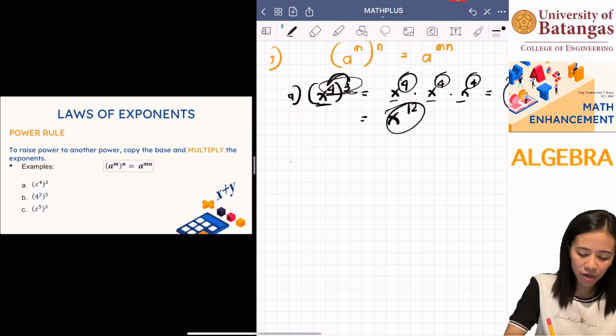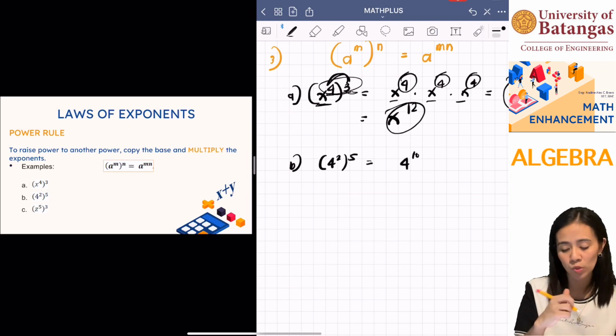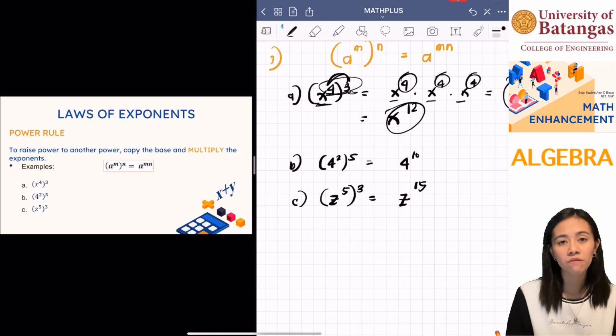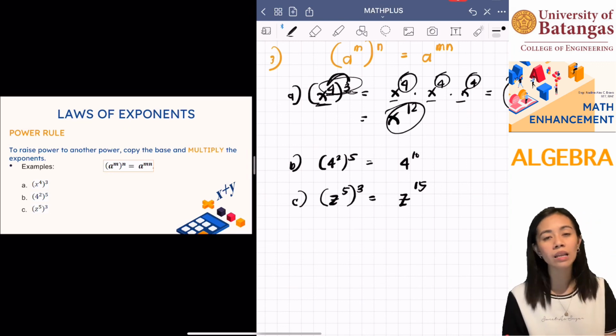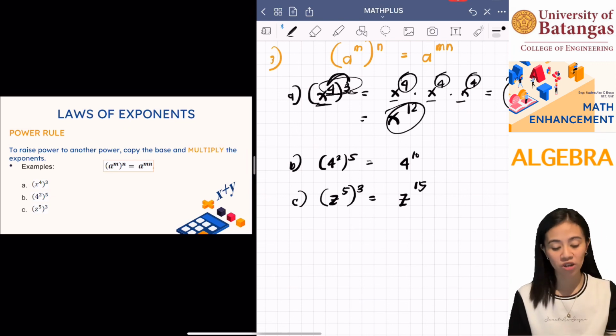Letter B, you have 4 squared raised to 5. So, ang sagot natin dito is 4 raised to 10. That's 5 times 2. And for letter C, you have z raised to 5, quantity cubed. So, ang sagot natin dito is z, just copy. And then 5 times 3, that is 15. Okay, ganun lang kasimple. Kailangan lang marunong kayong mag-recognize nung itsura ng mga algebraic terms natin.